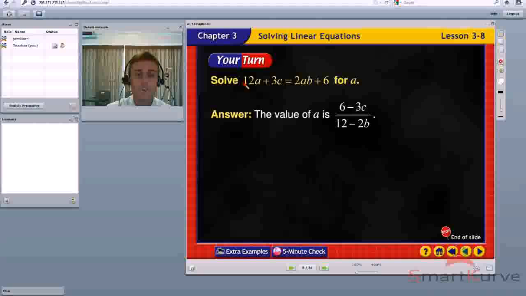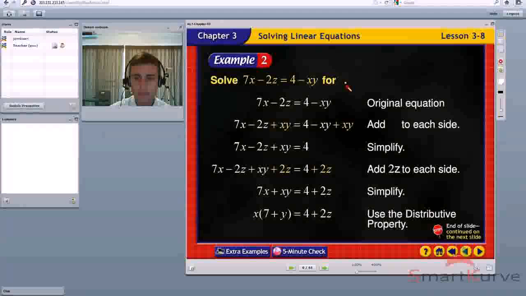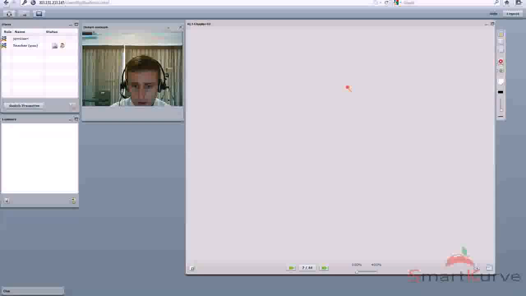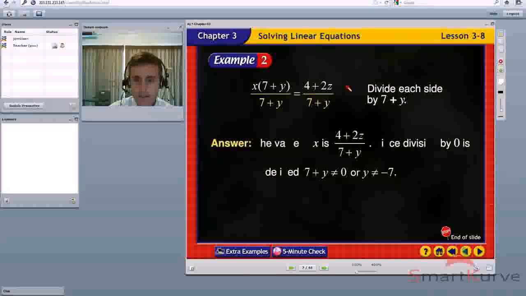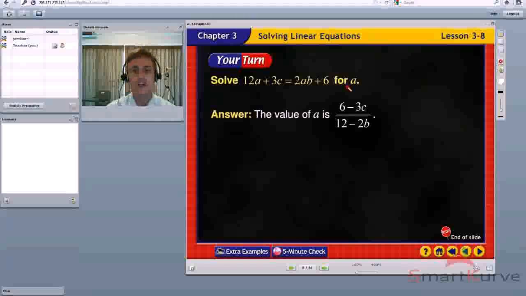Now, if we have solve 12a plus 3c equals 2ab plus 6 for a. It wants us to solve for a. 12a plus 3c equals 2ab plus 6. So if we're going to solve for a, first we're going to move this 2ab to the other side.